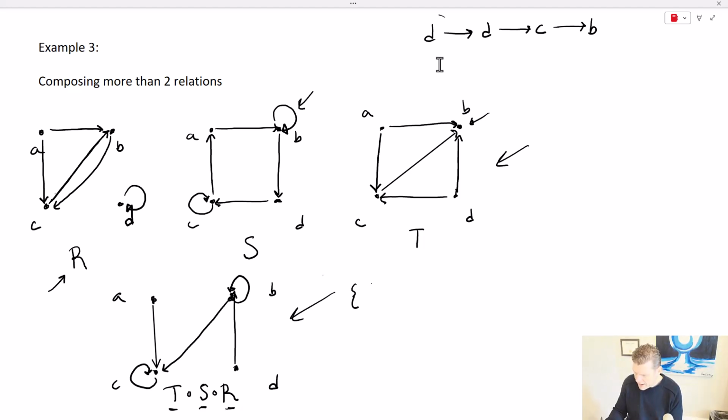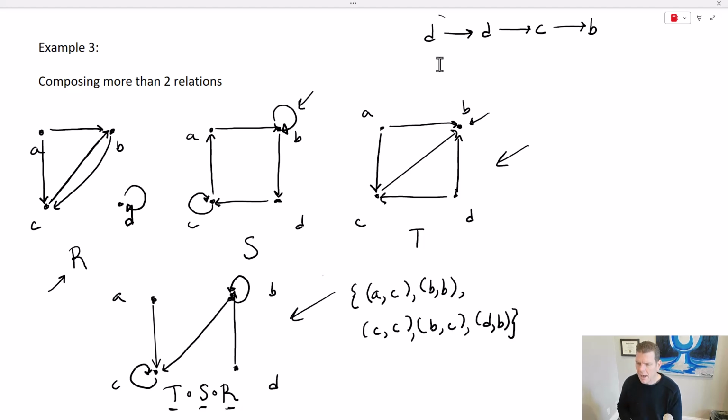If we were to draw the set, what we get is AC, BB, CC, BC, and DB. And there's our digraph. Once again, we're going to start on the inside, and then we're going to move one relation at a time, one edge at a time, from inside out.